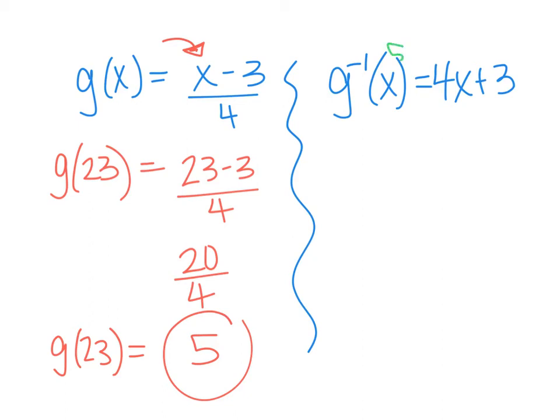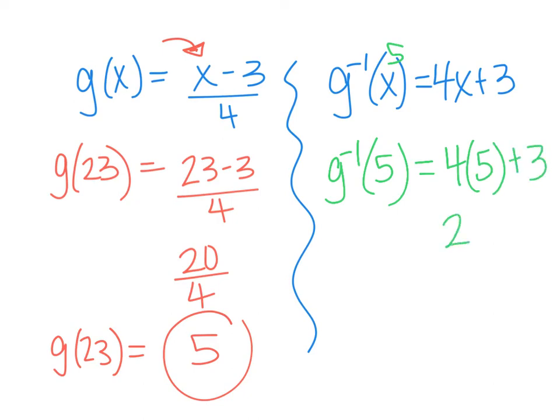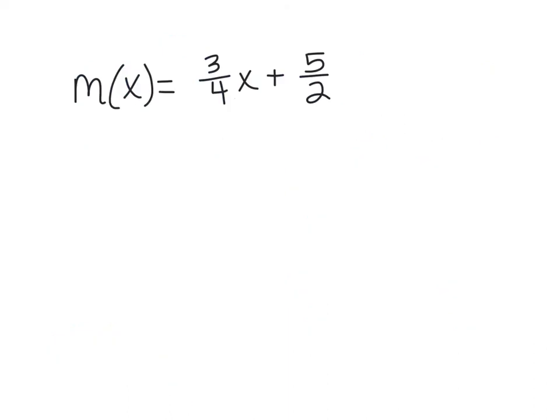So I'm going to take that 5 and plug it in. I'm going to do the inverse of 5 and then see what I get. So I'm going to do 4 times 5 plus 3. Hopefully I get 23. Well, 4 times 5 is 20 plus 3 is 23. I know I did it correctly. So that is how you can check them.